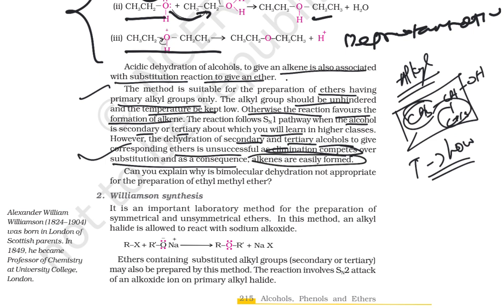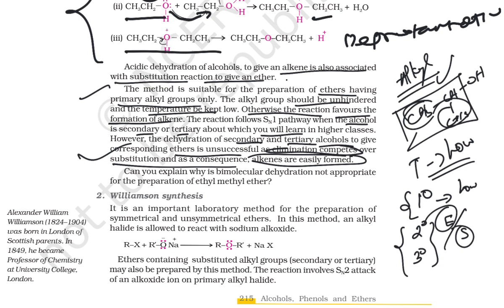If I am taking the primary alcohol, we have to keep the temperature low. If I am taking a secondary or tertiary alcohol, there is a hindered alkyl group, as I told you already. So it undergoes elimination over substitution, and elimination is predominant.